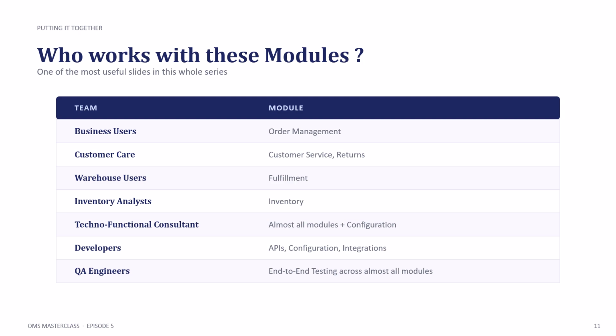Now that we have understood the major MAO modules, let's see who typically works with these modules in a real project. Business users mainly work with the order management module to create and manage customer orders. Customer care teams mostly use customer service and returns to help customers with order updates, cancellations, returns, and exchanges. Warehouse users spend most of their time in the fulfillment module, where orders are picked, packed, and shipped. Similarly, inventory analysts focus on inventory management and stock availability.